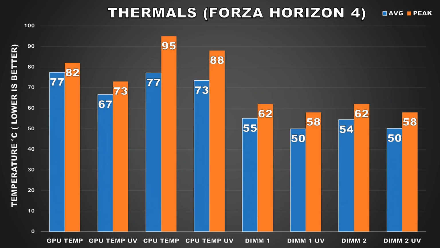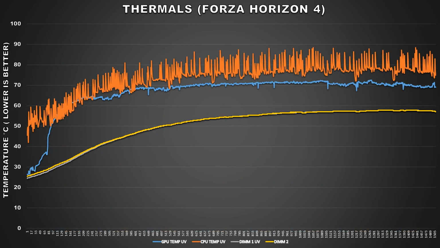As for how this benefits the rest of the system, we also do see some considerable drops in those components as well. 5 degrees for the CPU and it peaked at 88 degrees, and the memory DIMMs also dropped around 4 to 5 degrees. So, not as profound as what we saw with the GPU, but remember, there's still a decent amount of heat being pumped out from this RTX 3080, it's just not as bad as it was before.